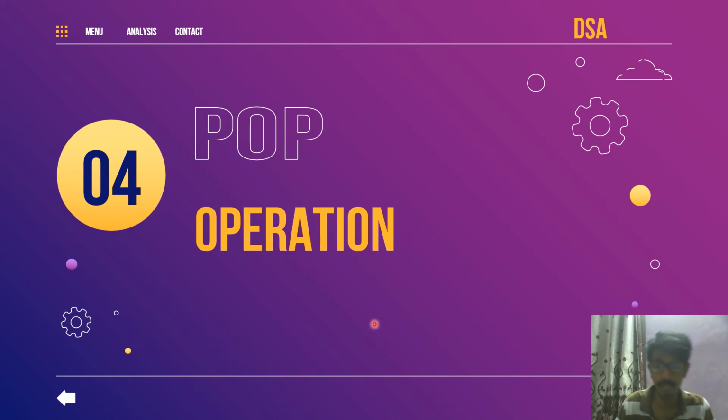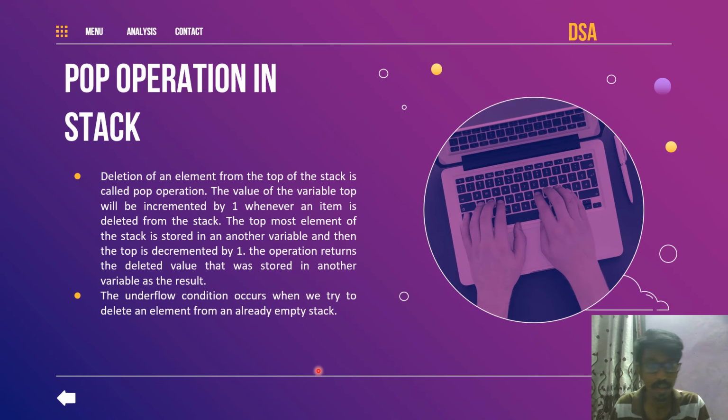Next we are going to see about the pop operation. This is the second operation that can be performed in an array. So the pop operation in a stack, the deletion of an element from the top of the stack, is called pop. The value of the variable top will be decremented by 1 whenever an item is deleted from the stack. The topmost element of the stack is stored in another variable, and then the top is decremented by 1. The operation returns the deleted value that was stored in another variable as the result.